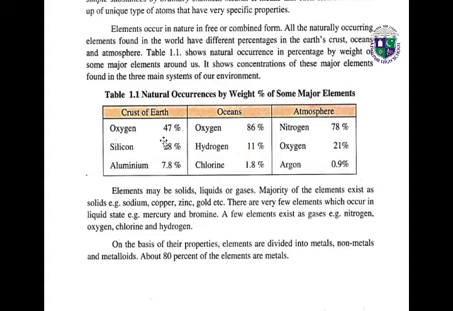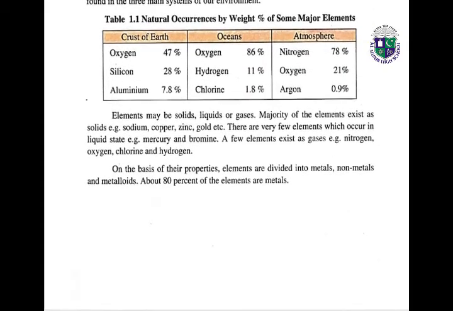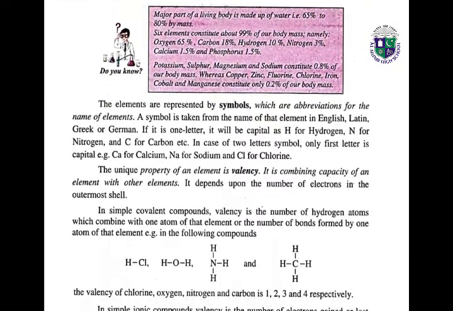Oxygen is 47%, silicon is 28%, aluminium is 7.8%, oxygen is 86%, hydrogen is 11%, chlorine is 1.8%, nitrogen 78%, oxygen 21%, and argon is 0.9%. Elements may be solid, liquid or gas. The majority of elements exist as solids like sodium, copper, zinc. Few elements occur in liquid state like mercury and bromine, and a few elements exist in the form of gases like nitrogen, oxygen, chlorine.